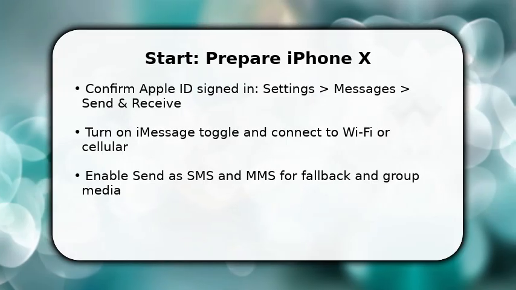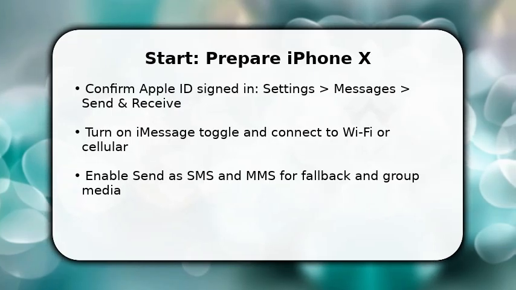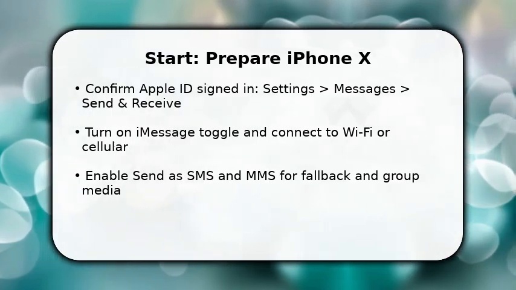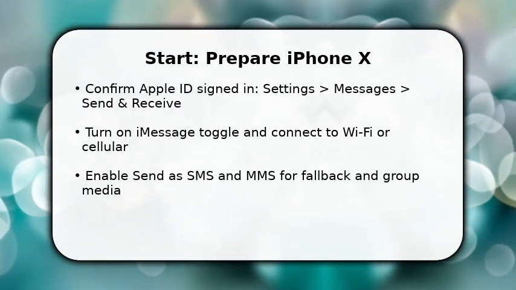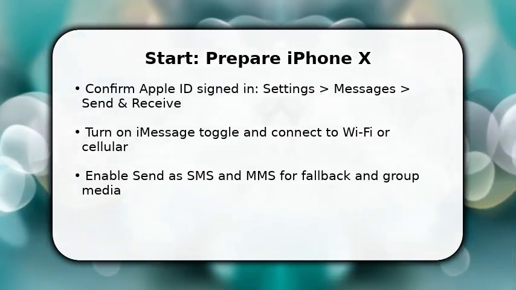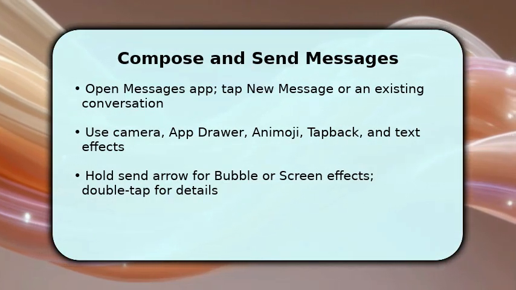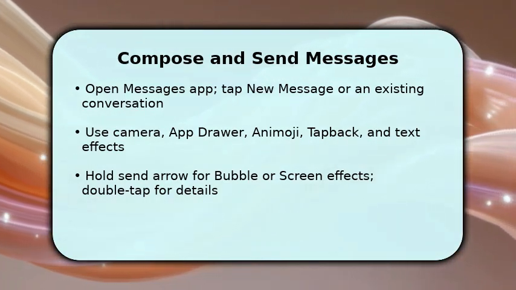Make sure Wi-Fi or cellular data is active so messages send immediately. Also enable send as SMS and MMS so texts go through when iMessage is unavailable. That prevents failed sends. These steps set a reliable baseline before you open Messages and tap the new message icon or pick a conversation to continue.